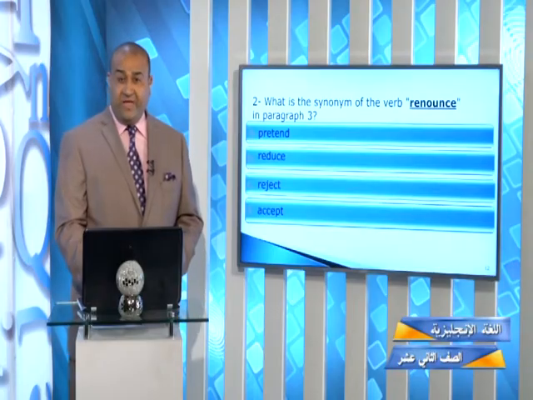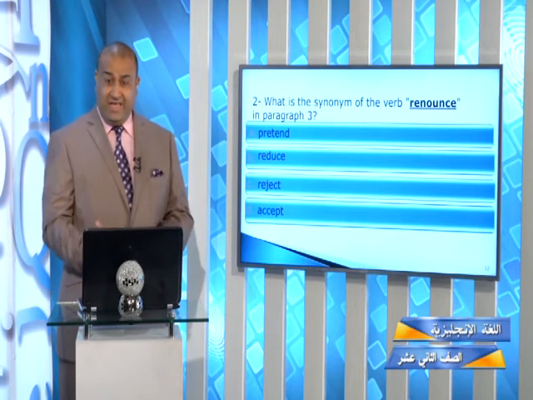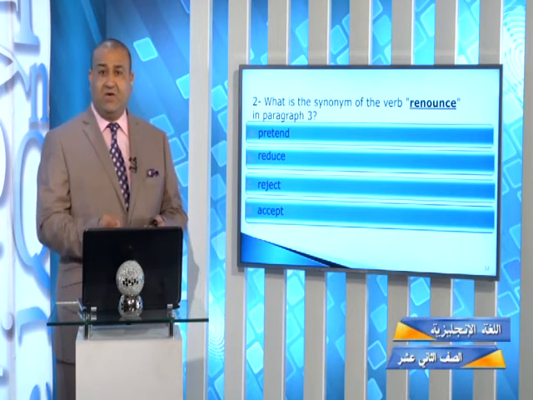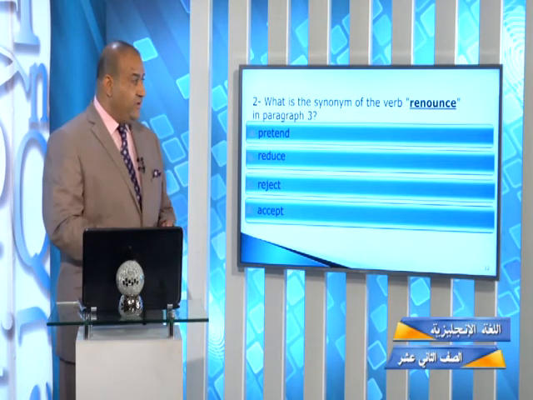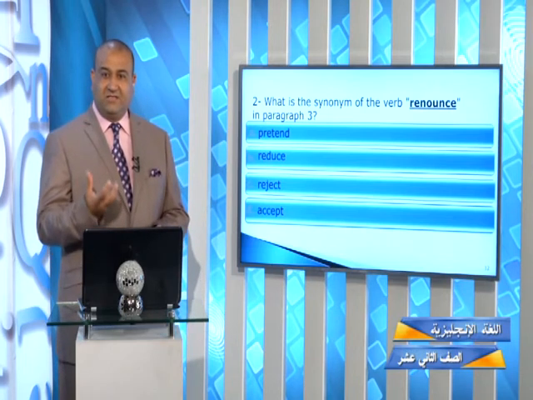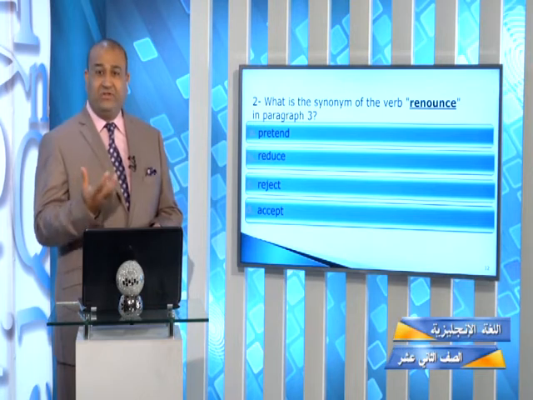You may not know the meaning of its synonym, but you have here to focus on the context. As I have already said before in other classes, you have to focus on the words before the word renounce and the words that come after the word renounce. This is called the context, the context of the word, the text or the paragraph, or the boundaries of the word.